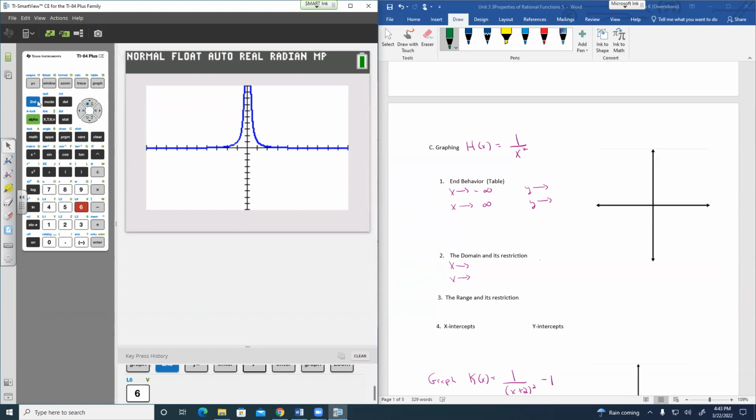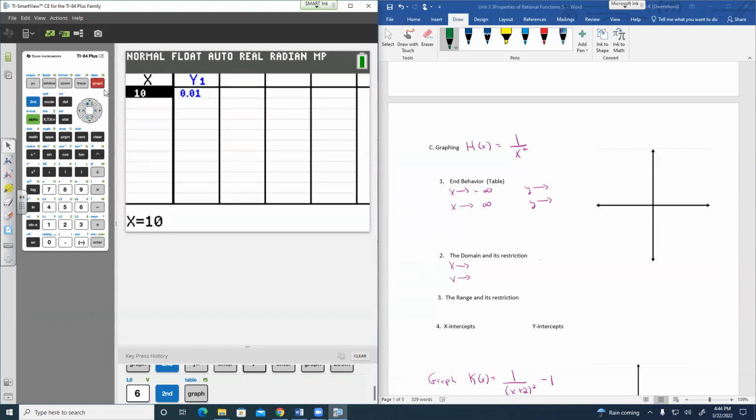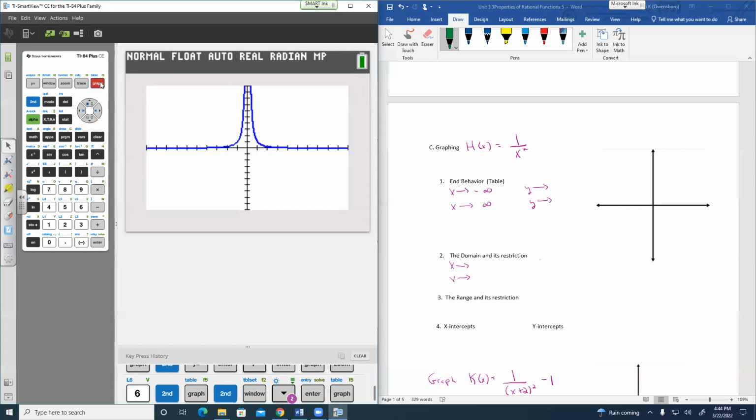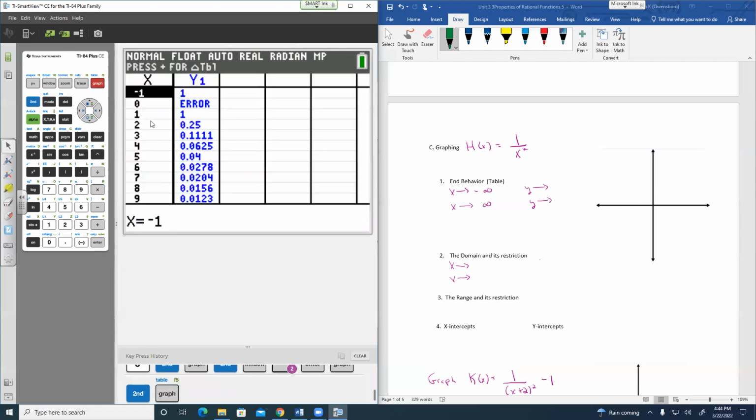So if I look at the table, it looks like I've got that off too. Above window, I have a table set spot. Right now my independent variable is on ask, and I need to change it back to auto. Hit enter. If I go back to graph, there's my graph still. Hit my table, and now it generates my table. Notice there's an error where x is 0, because if you choose 0 for x, that's going to create a 0 in the denominator. That's going to be a domain restriction. You can see that just in the table.